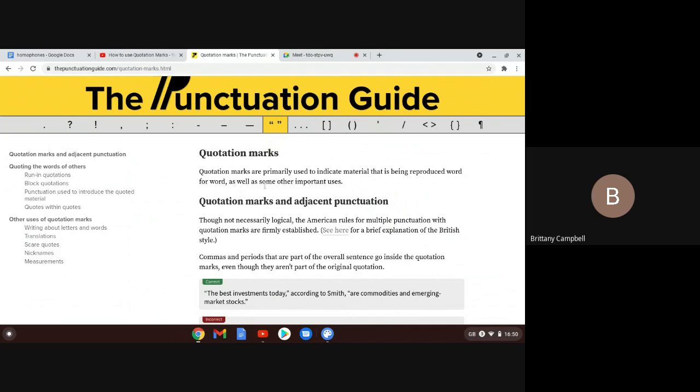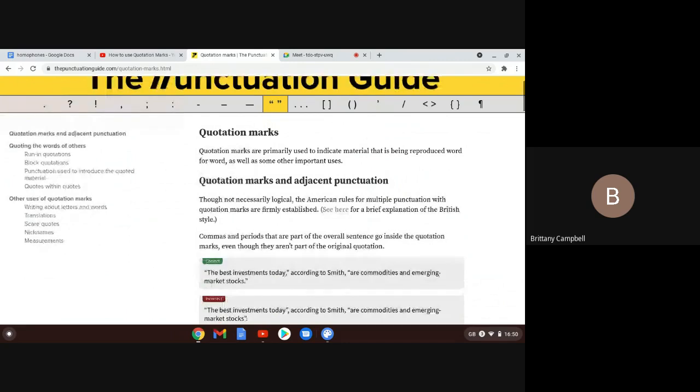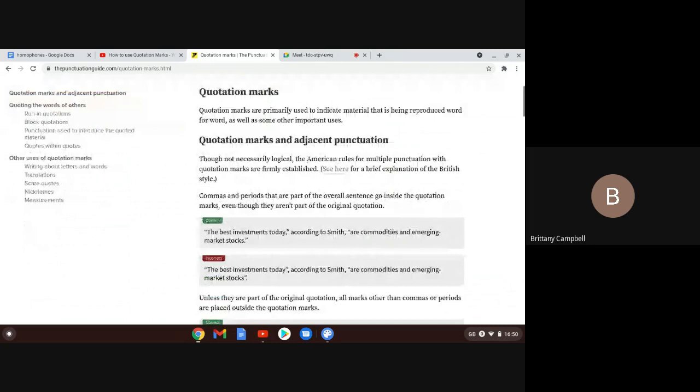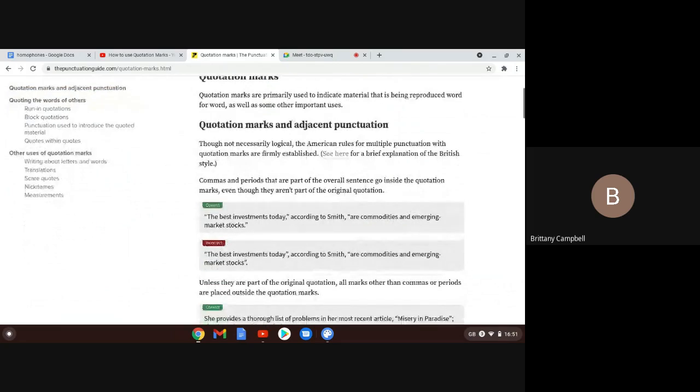So, as well as some other important uses. So, let's dive in with some examples. All right, so let us look at this. It's somewhat similar to what the speaker in the video was saying. Look at this. Now, the best investments today, you see the same example which was given by the use of the comma?